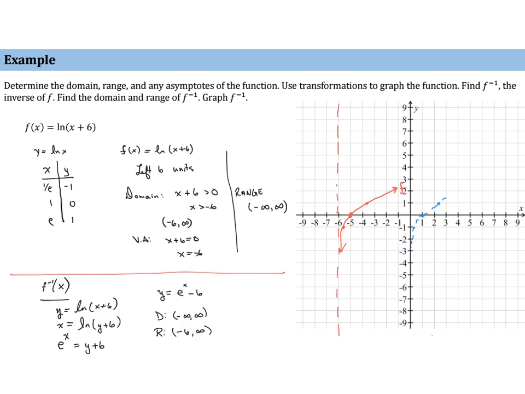And now because we've switched x and y, what was a vertical asymptote is now a horizontal asymptote, and we switched x and y, so it'll be y equals -6. So to graph this, I'll graph it in green. Y equals -6.